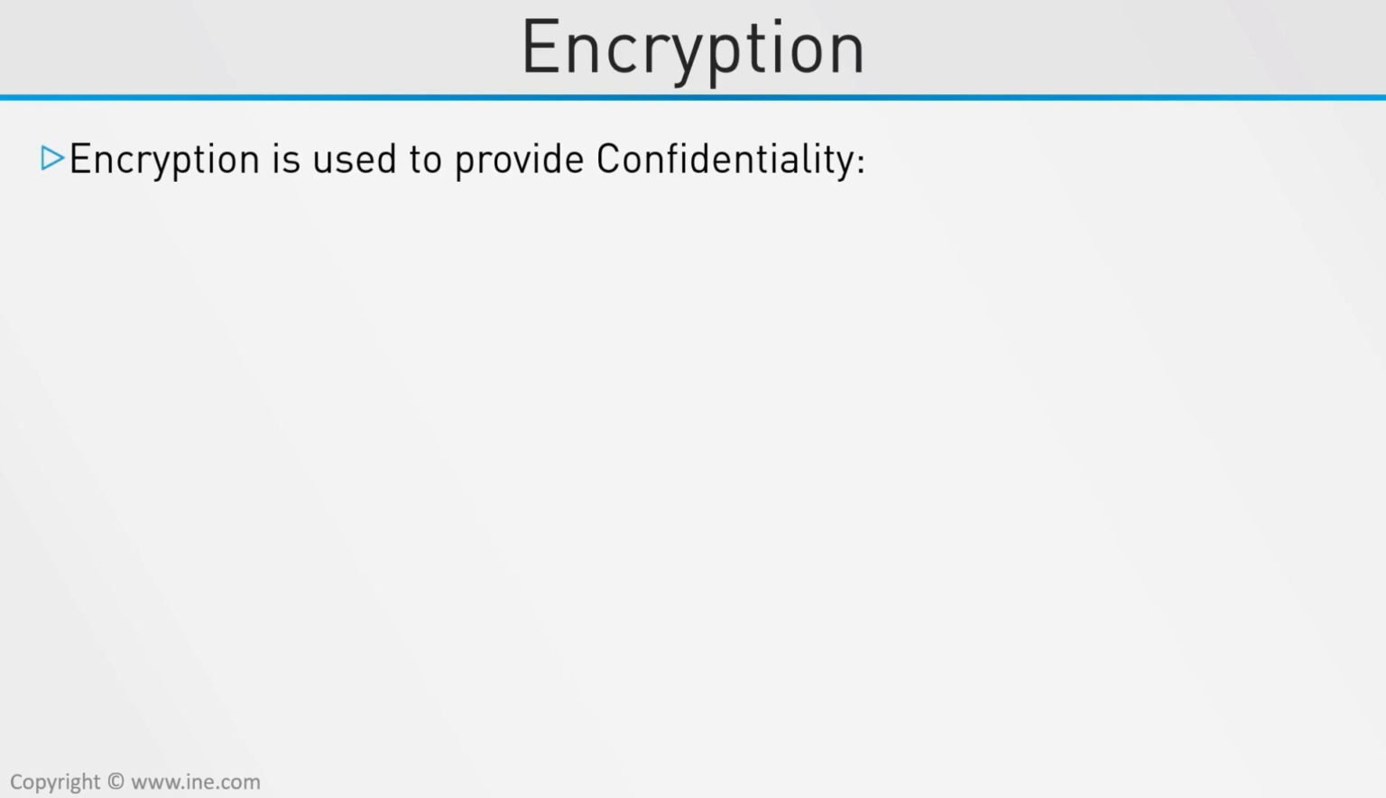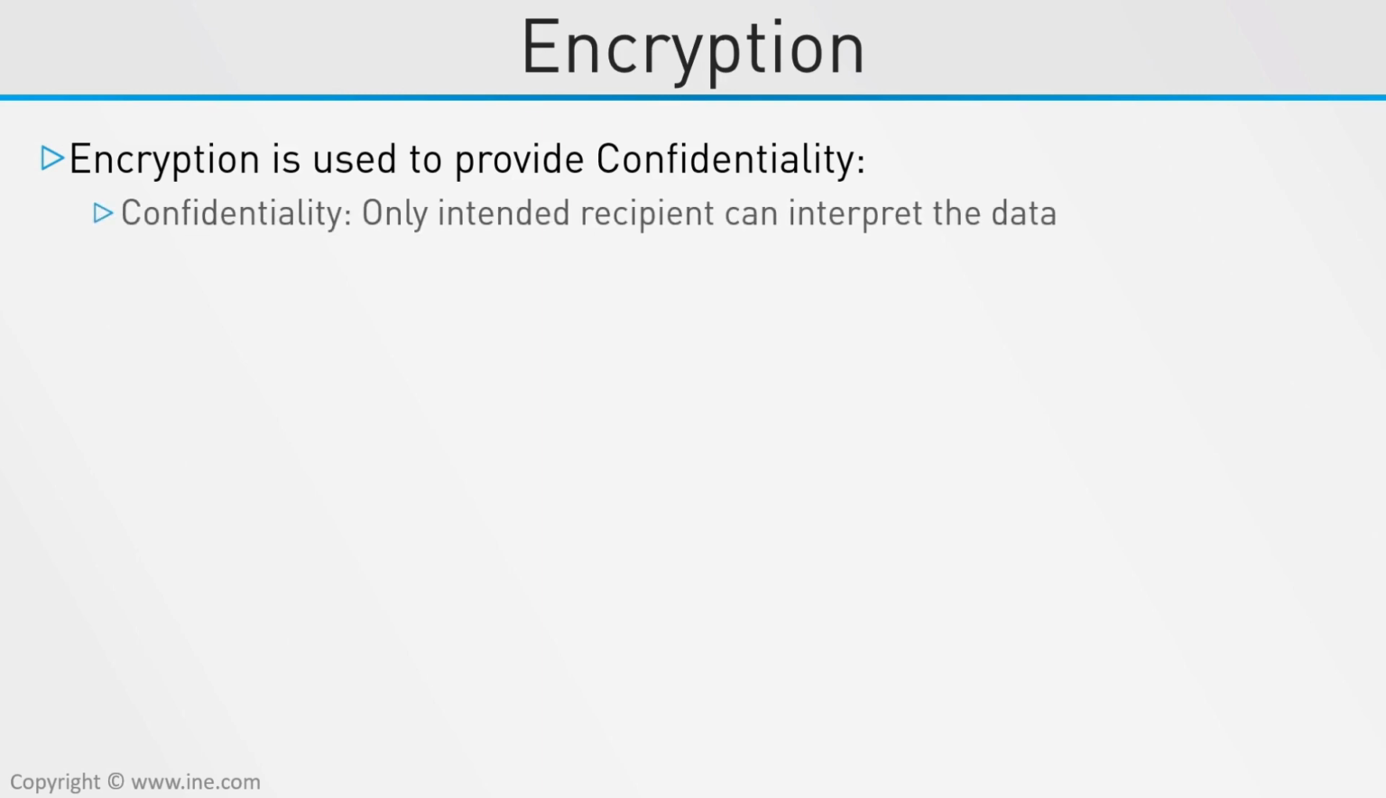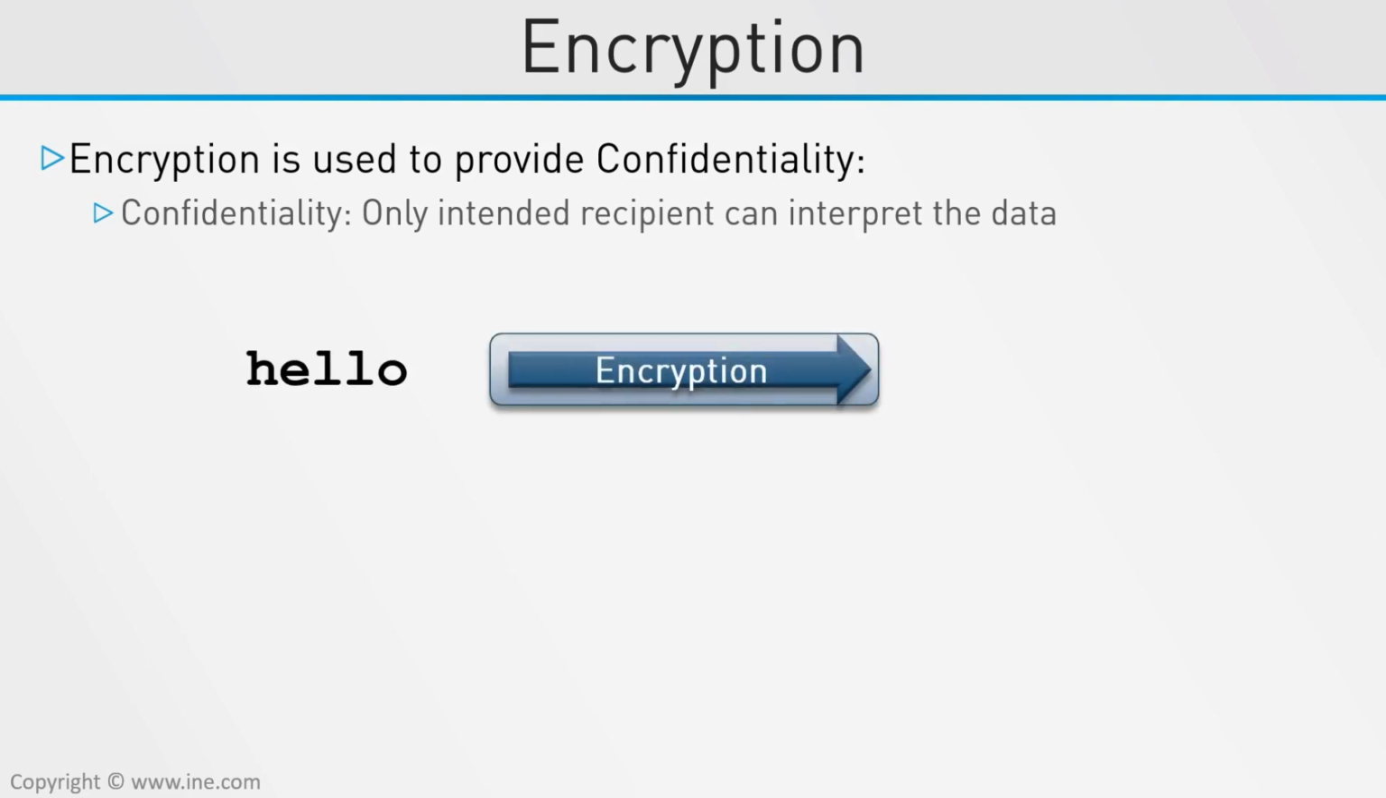Encryption is the process used to provide confidentiality. If you recall from the first video in this series, confidentiality is the service that makes sure that only the intended recipient can interpret data being sent across a wire. Here's how that would work. Encryption would take data and turn it into something unrecognizable to anybody else except the intended recipients on the wire.